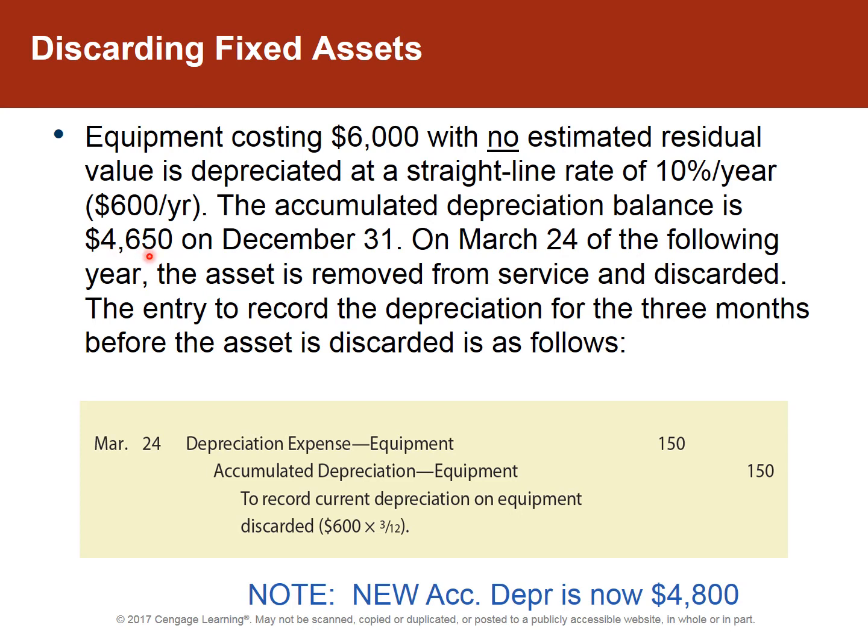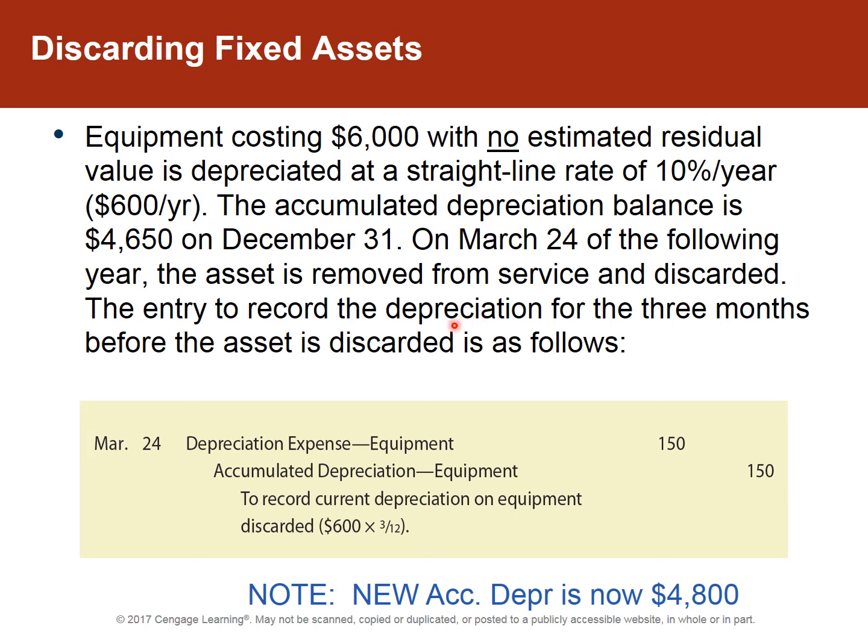And let me pause a minute before I continue with this problem. What this is reminding us is that companies don't buy equipment on January 1st and sell or discard or dispose of it on December 31st. We have to deal with partial years. So let's continue. On March 24th, which is almost the end of March, of the following year, the asset's removed and discarded. In other words, they don't sell it for anything, they just get rid of it.